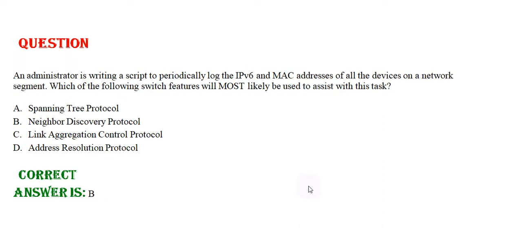An administrator is writing a script to periodically log the IPv6 and MAC addresses of all the devices on a network segment. Which of the following switch features will most likely be used to assist with the task? Option A, Spanning Tree Protocol. Option B, Neighbor Discovery Protocol. Option C, Link Aggregation Control Protocol. Option D, Address Resolution Protocol. The correct answer is option B.